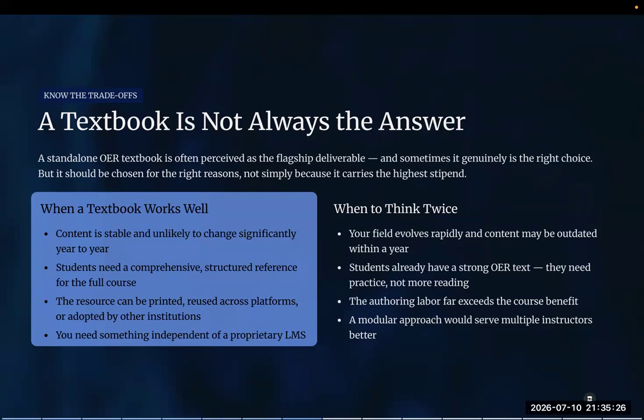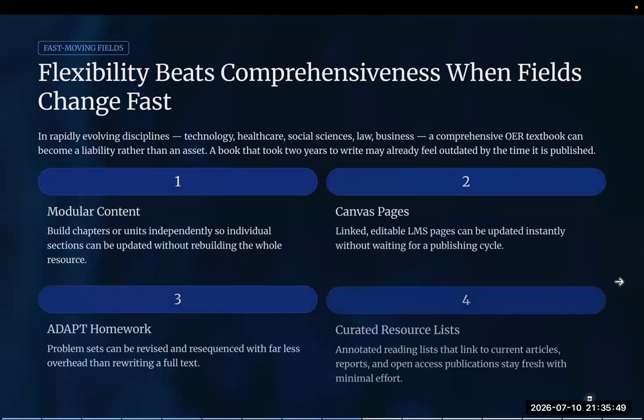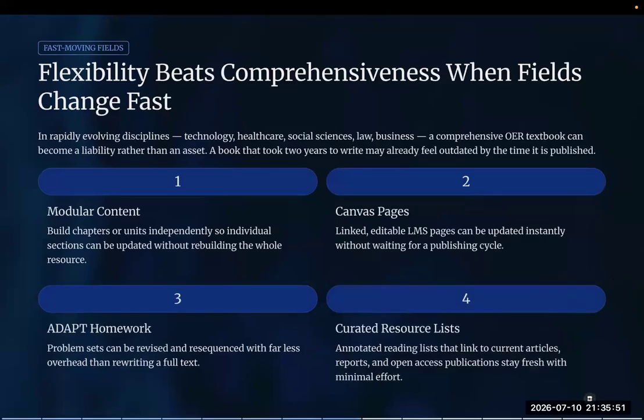Or if you're in a subject area such as math that has pretty static content. But say you have a really rapidly evolving field. So this would be fields like UX, health sciences, where basically by the time the book is written, it's outdated. A textbook may not be the best fit for you. For you, having a single course that is linked out to current content that's updated by others in your field, that actually might be a better fit. So really think about flexibility beats comprehensiveness when fields change fast.